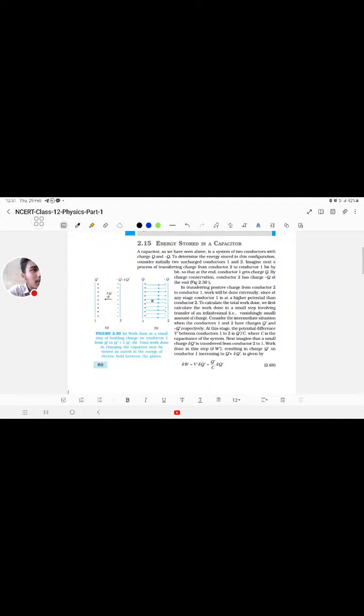By charge conservation, conductor 2 will have charge minus Q. In transferring positive charge from conductor 2 to conductor 1, work will be done externally, since at any stage conductor 1 is at a higher potential than conductor 2. To calculate the total work done, we first calculate the work done in a small step involving transfer of an infinitesimal amount of charge.